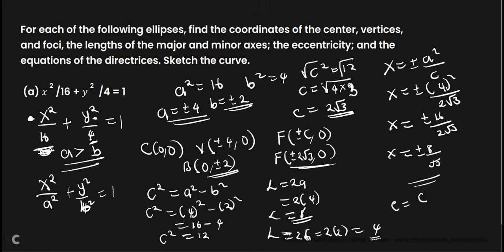Now the other thing that you need to take note of is the eccentricity. Eccentricity is c over a. c is 2 root of 3, then a is 4, such that you end up having root 3 over 2, like that.